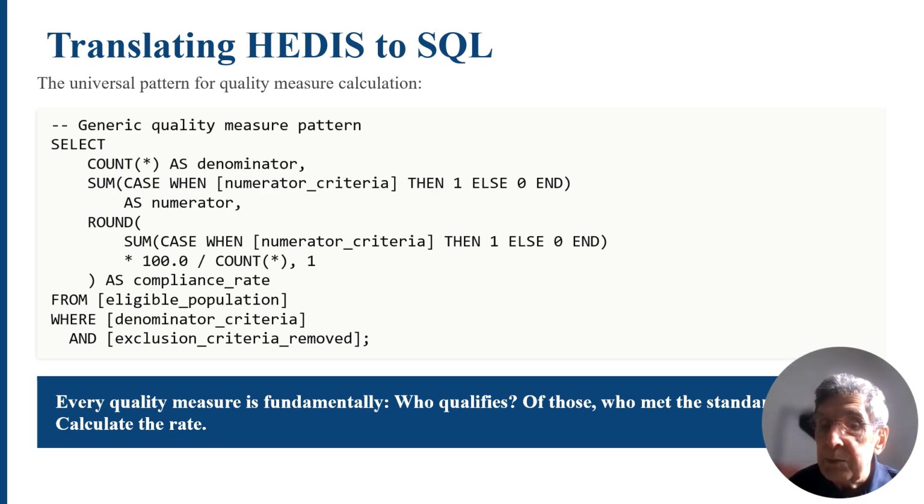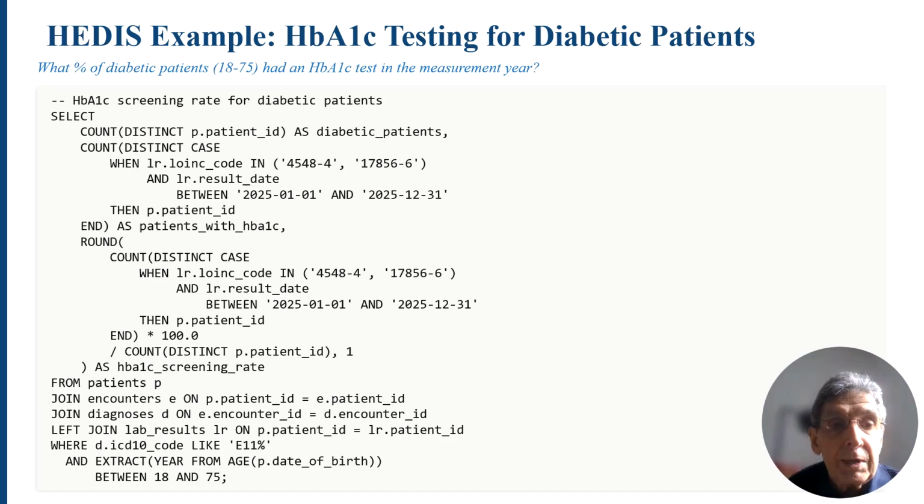The from clause specifies the eligible population table or join tables. The where clause applies denominator criteria defining who is eligible and removes any exclusions. So what's the key insight? As it says at the bottom of the slide, every quality measure is fundamentally three questions: who qualifies, of those who met the standard, and what is the rate? That maps directly to the denominator, the numerator, and the rate calculation. If we have those, we can do a measure. This pattern applies to all of the HEDIS measures.